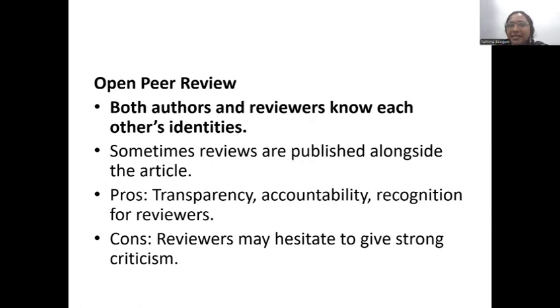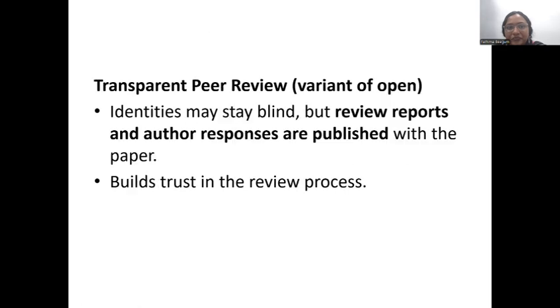Then open peer review is there. Both authors as well as reviewers know each other. Sometimes reviews are published alongside the articles. So the reviewers cannot give strong criticism because they already know the person, and this person who submitted also knows the reviewer, so they hesitate to give strong criticism. That is the main drawback. F1000 and journals like that. Then transparent peer review is there: blind, but review reports and all the responses are published within the paper. That is transparent peer review.